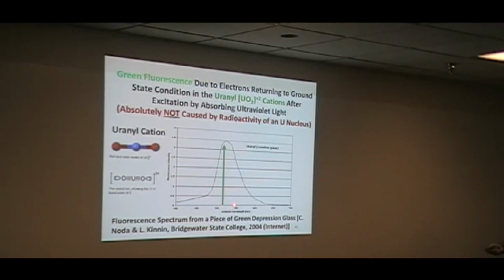This is the wavelength right about here for green light. This is a spectrum that was published on the internet to illustrate what it looked like. So the energy that comes off is bright green, and only the uranyl cation gives you that color. If you have uranium in a different oxidation state, like the other uranium oxide, it won't do that. It has to be this species.